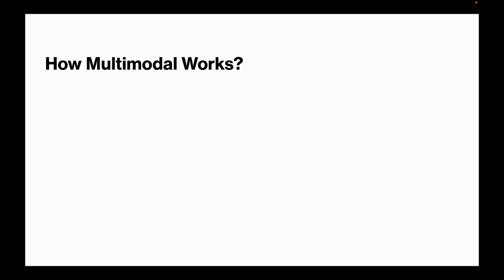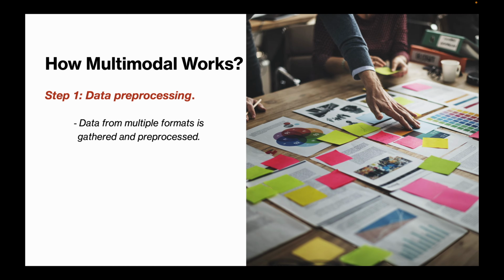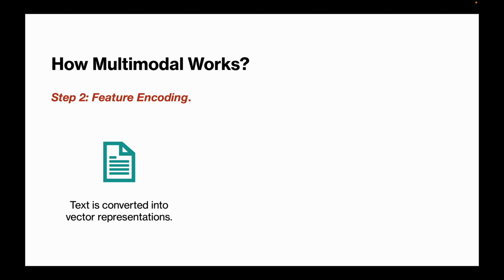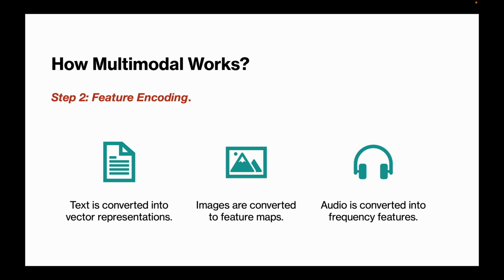Now let's see how multimodal AI works. It typically works in 4 stages. Step 1, data preprocessing. Data from multiple formats is gathered and preprocessed, such as tokenizing text, resizing images, and so on. Step 2 is feature encoding. Each type of data is converted into a machine-readable numerical representation. Text is converted into vector representations, images are converted into feature maps, and audio is converted into frequency features. This step ensures that different data types can be processed mathematically.